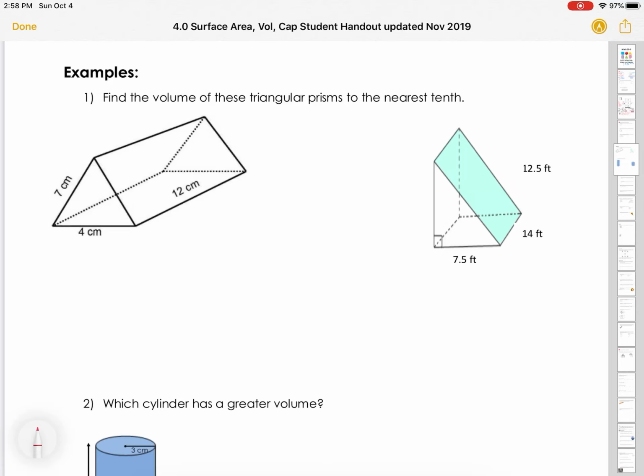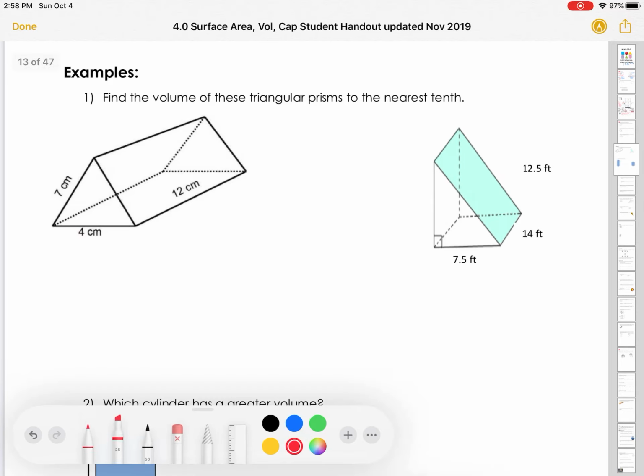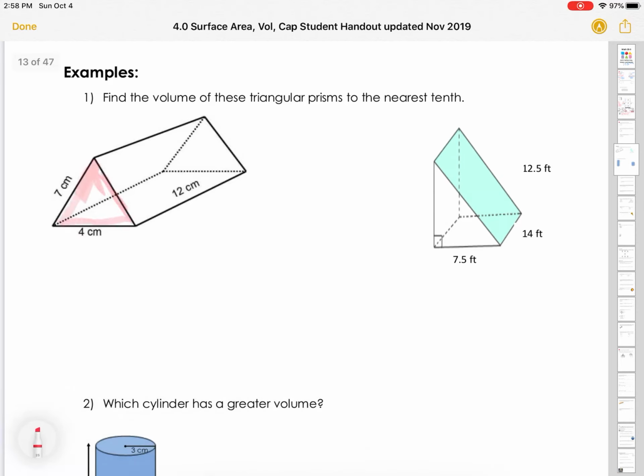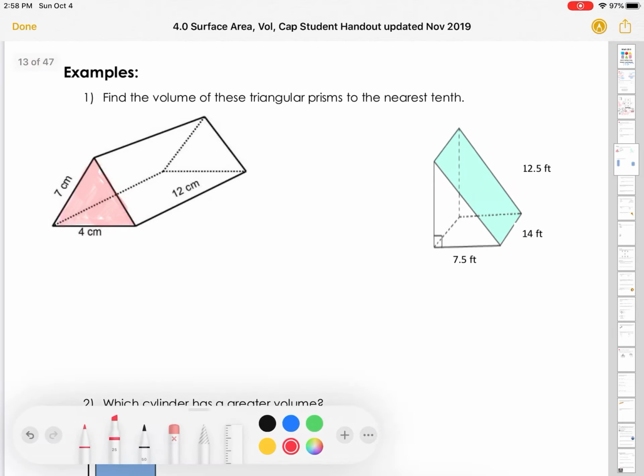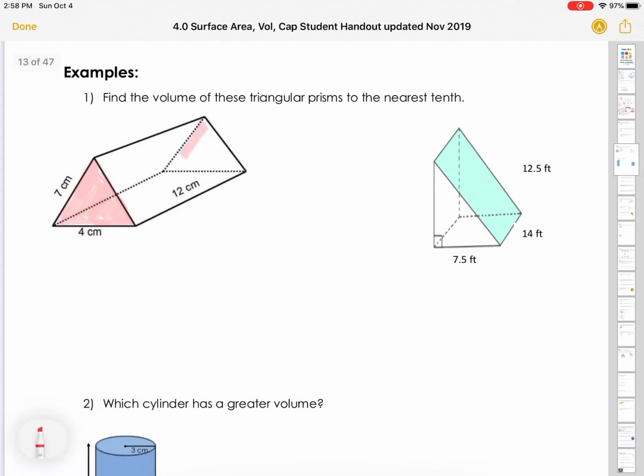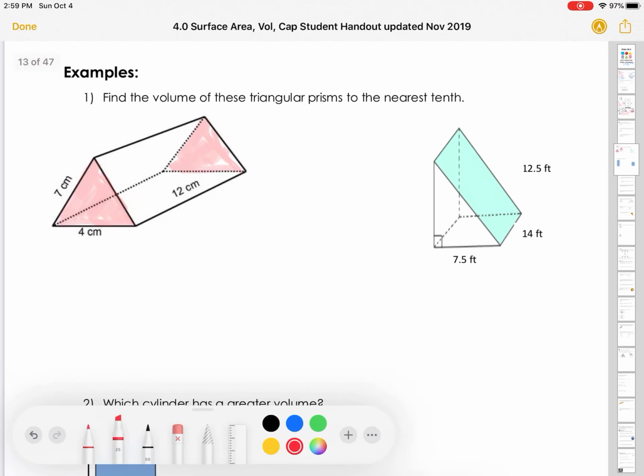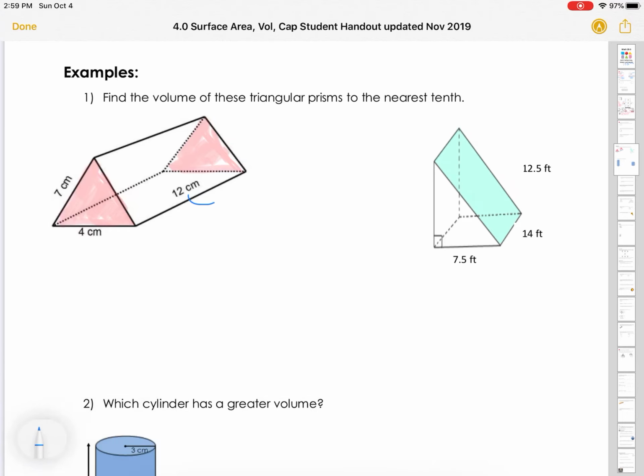Now when they're triangular prisms, we're always going to make the triangle the base, okay? So this would be our base. It's the same as the other one, right? This is also the exact same triangle because they're identical. So that means from this, the 12 here is going to be our height, right? And we're going to find the area of the base.